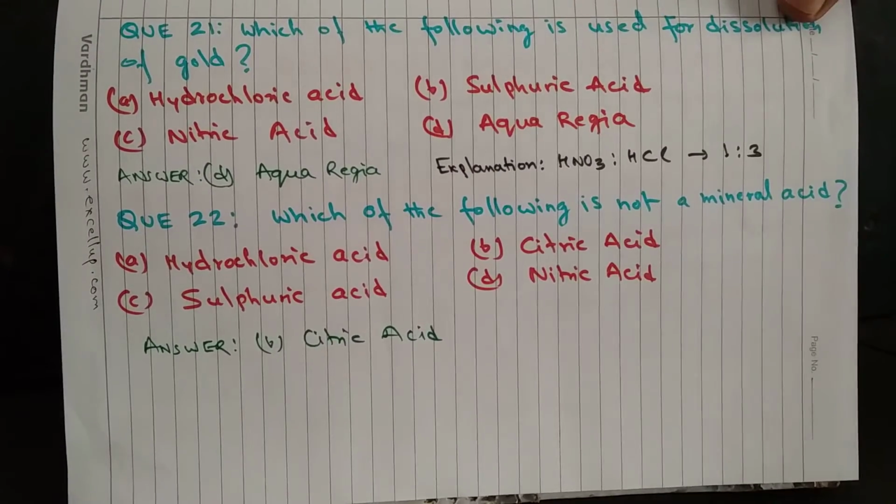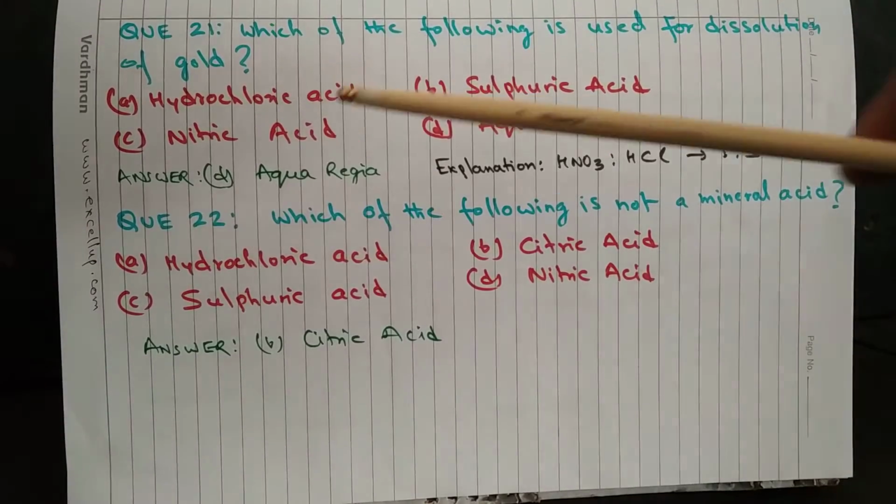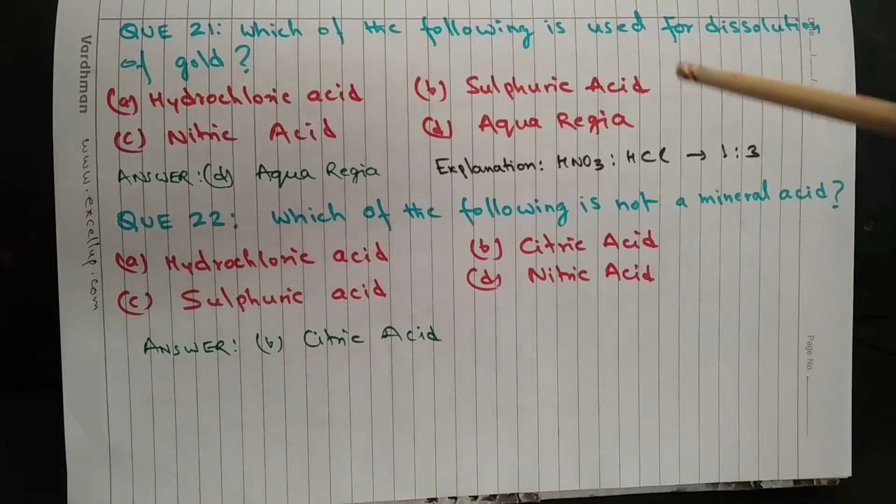Question 21. Which of the following is used for dissolution of gold? A. Hydrochloric acid, B. Sulfuric acid, C. Nitric acid and D. Aqua regia. Answer is D. Aqua regia.